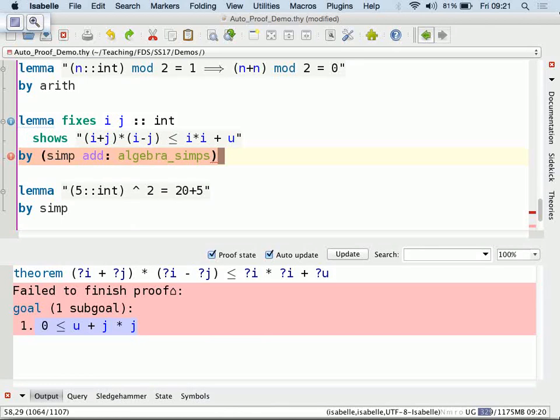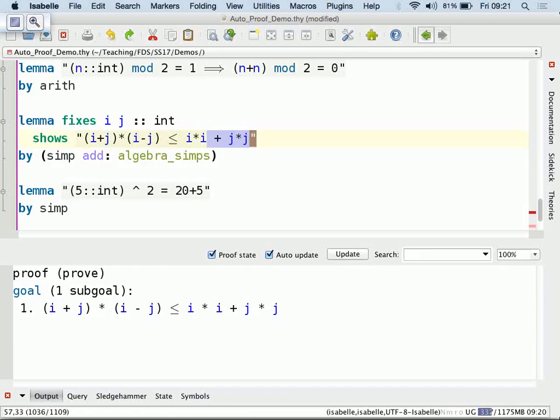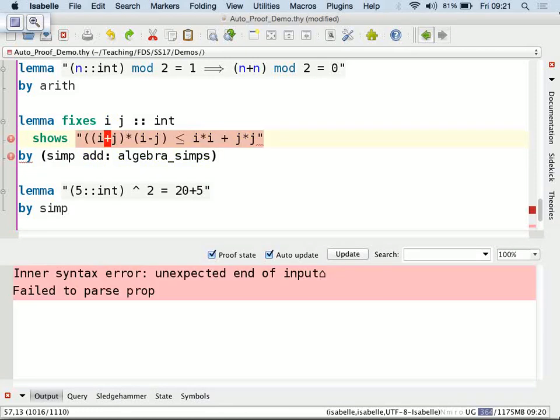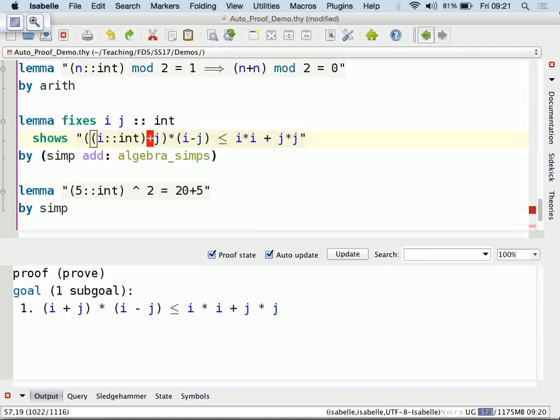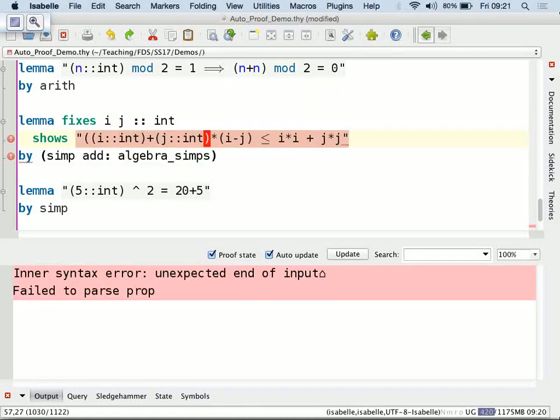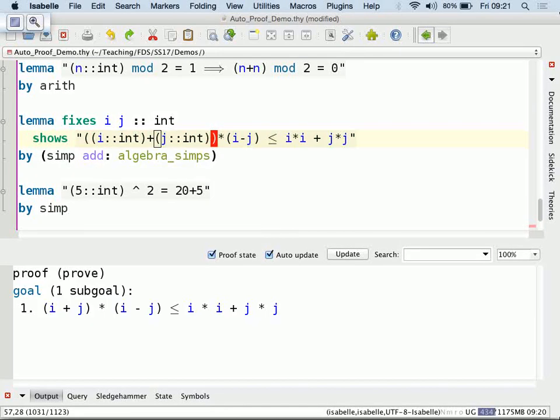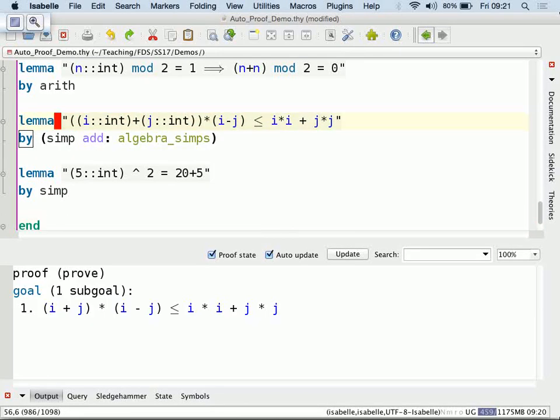I just have a question about the fixes ij. Oh, right. I haven't introduced that syntax yet. Sorry. Yes. So this is a bit of syntax that I should probably not use at this point. So I'll replace it and say this is an int and j is also an int. And then you can delete all of this. It'll come in 10 minutes or so, but I shouldn't have used it here.